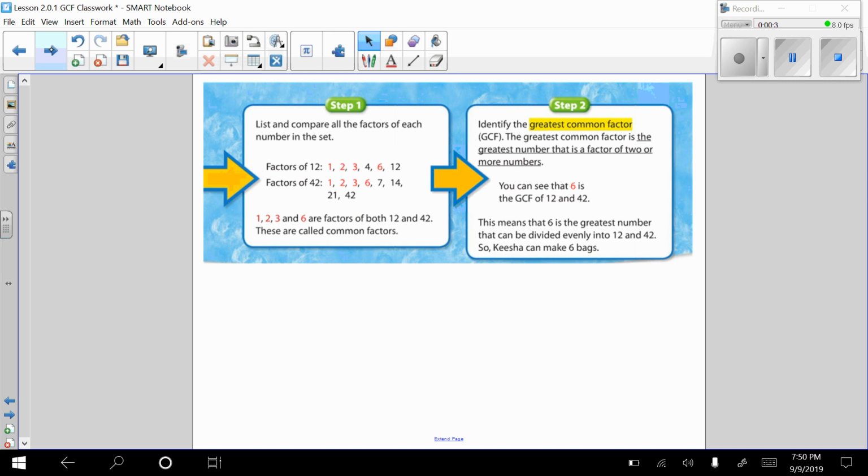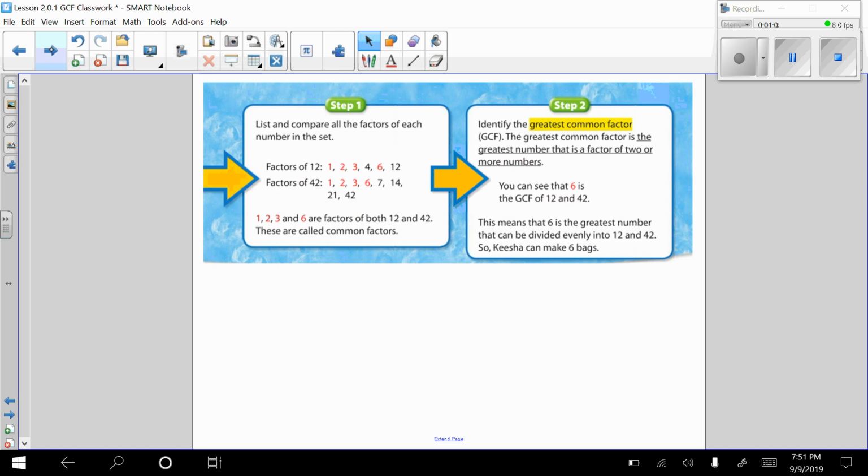First, we must list and compare all the factors of each number in the set. So for 12, the factors are 1, 2, 3, 4, 6, and 12. For 42, the factors are 1, 2, 3, 6, 7, 14, 21, and 42. When we look, 12 and 42 have factors of 1, 2, 3, and 6 in common. They are both in 12 and 42. These are called their common factors.